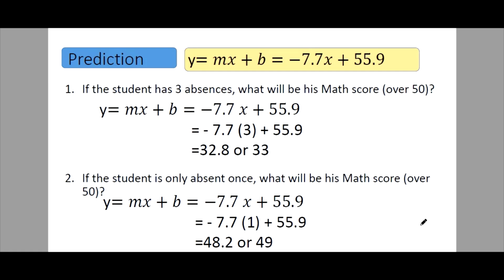So last, if the student has 3 absences, what will be his math score? So using the regression line equation, substituting the value of x, which is 3, so his possible math score is 33. Now, if the student is only absent once, what will be his math score? Using again the regression line equation, his predicted math score is 49. Okay, so again, if he's not absent, he's always present, then obviously he has a greater chance of perfecting the quiz.